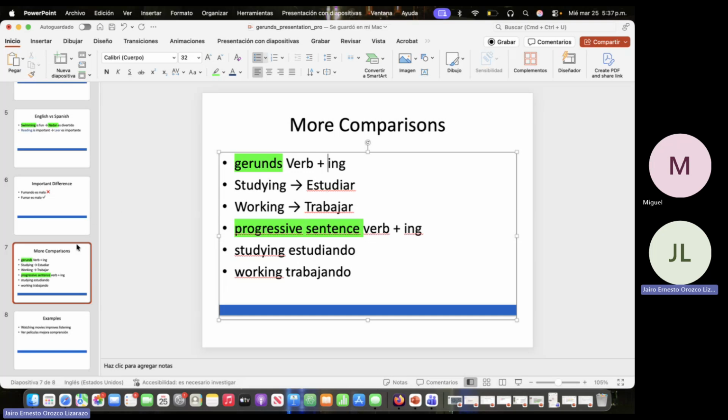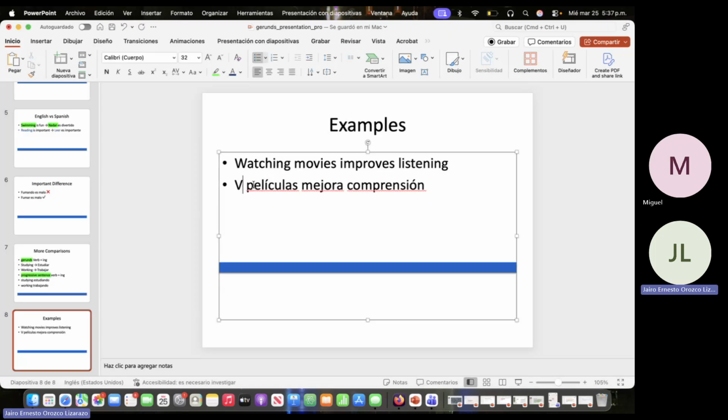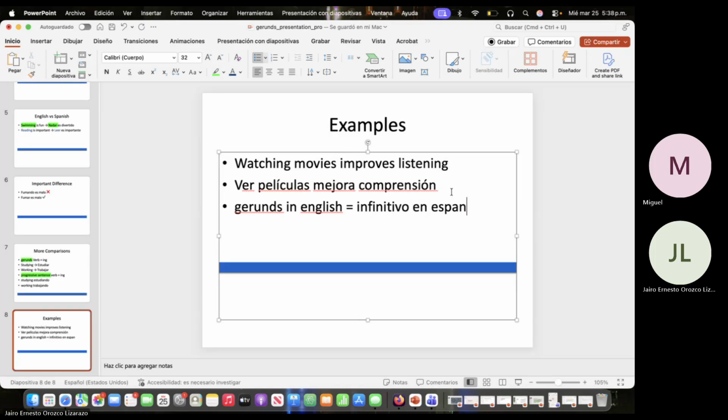So which is why in this case, we are using the ing ones as subject. But if you are making a progressive sentence, this is a verb. That is something that you have to keep in mind, okay? And one last example, watching movies improves listening. Ver películas mejora la comprensión. So watching is not the same as viendo. Okay? If you see watching in the beginning, then it's an infinitive in Spanish.